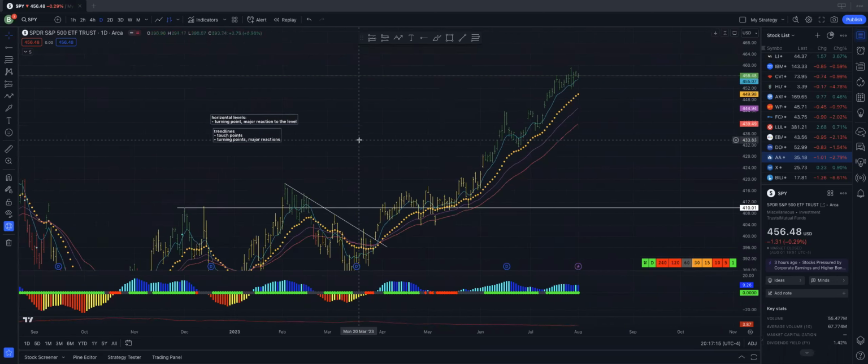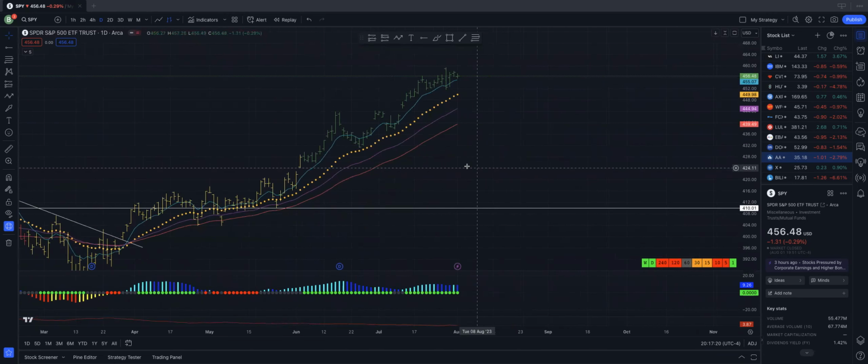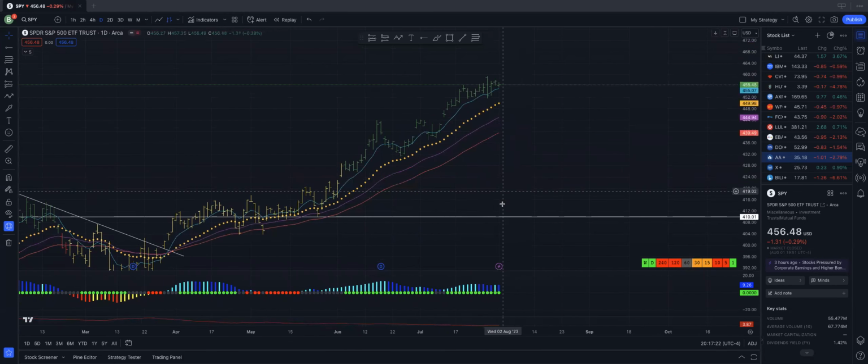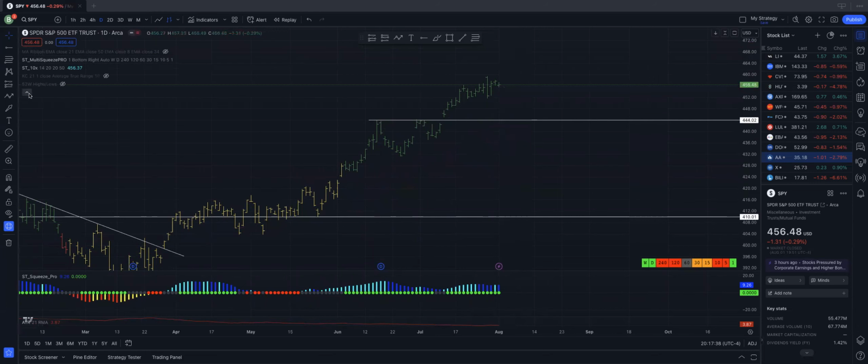Okay, so now let's draw some examples of levels that we might want to pay attention to. Okay, so you can do this on any time frame, does not matter. So here's a level here. Now notice we had a strong reaction here, and we had a strong reaction again. I'll take this off to make it easier to see.